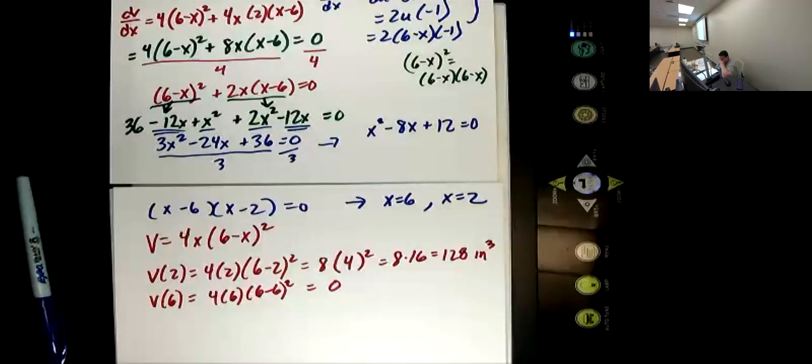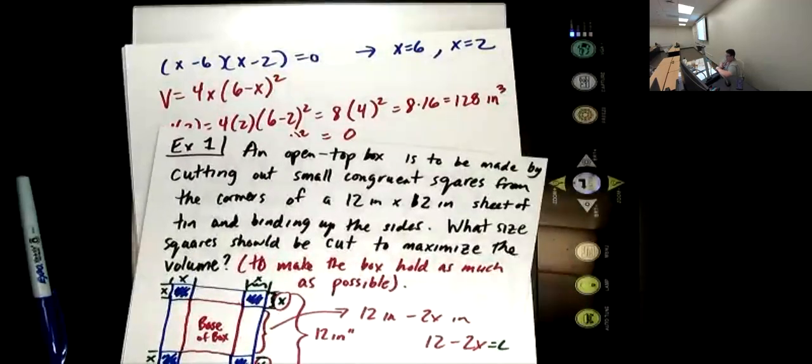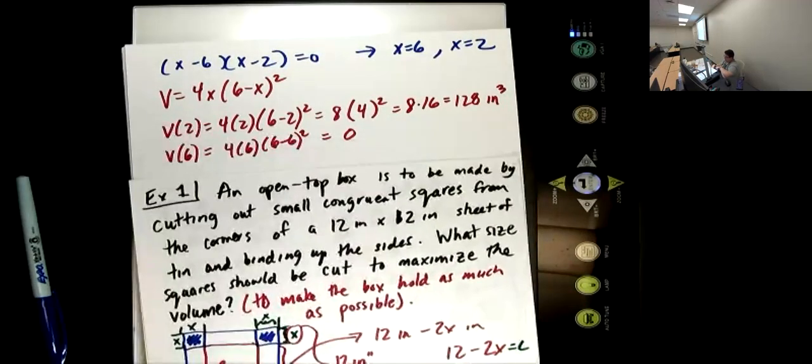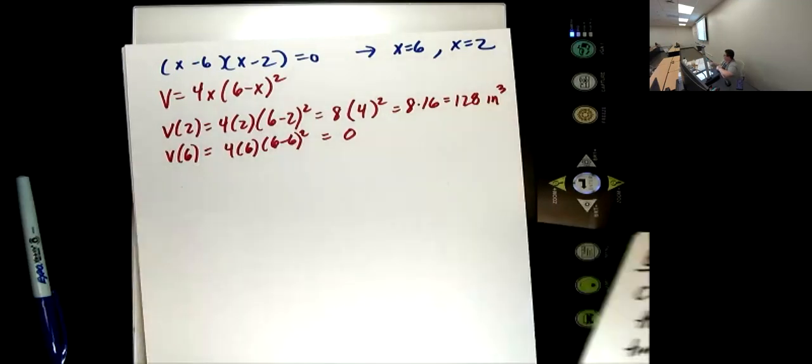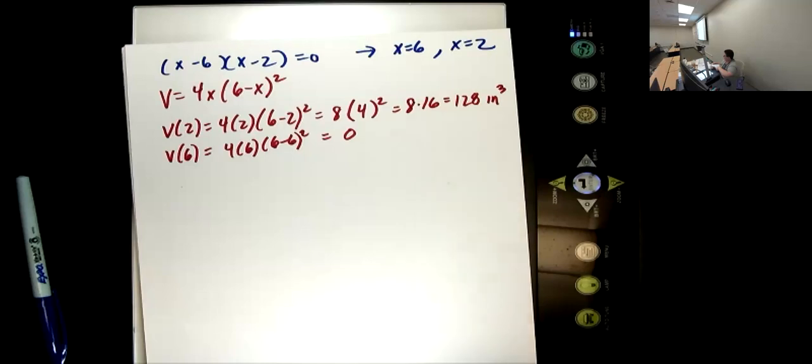So what's the answer to my question? What did the problem ask? That is not what the problem asks. Do you write it down? What size squares should be cut? It's 2 inch by 2 inch square corners.